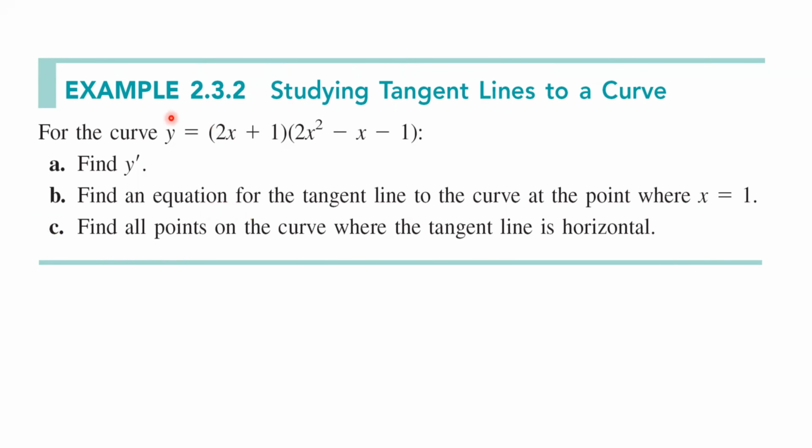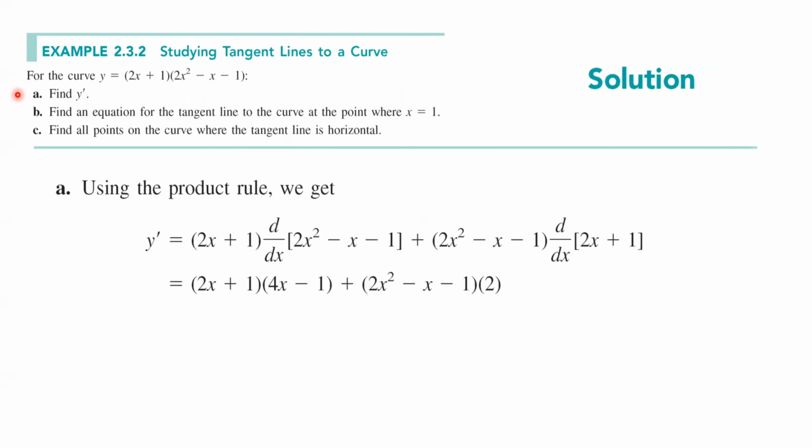So in this example, we are given a curve described by the equation y equals 2x plus 1 times 2x squared minus x minus 1. Now let's find y prime. So by applying the product rule, we're going to have first the second plus second the first. So we're going to have 2x plus 1 times 4x minus 1 plus 2x squared minus x minus 1 times 2. So at this point, you have the option not to simplify this one. However, if you're going to simplify this, you will result to 12x squared minus 3.